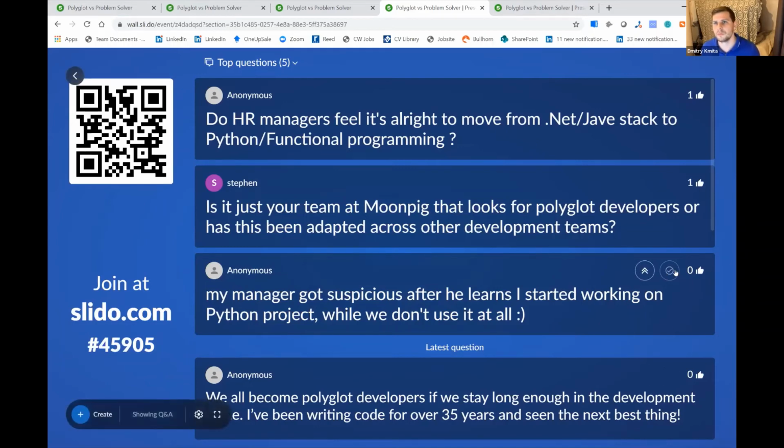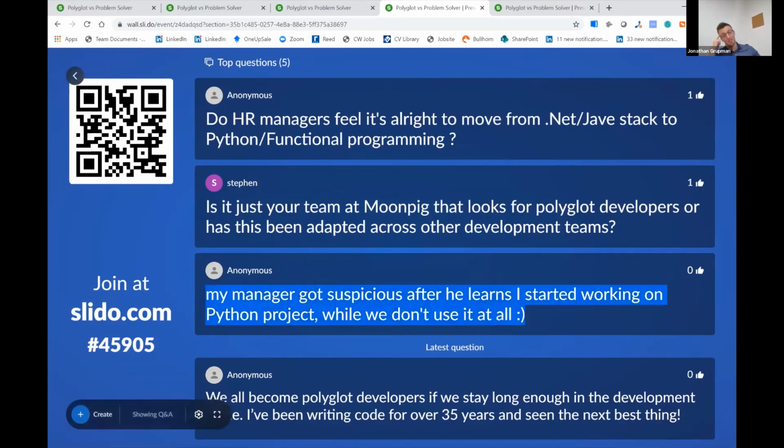That's definitely a fair point there. It's a bit of an interesting one. Interesting to see your points here. Whoever anonymous was, hello. Manager got suspicious after he learned that he started working on a Python project while they don't use it at all. I guess that's probably more on the R&D within your team. I don't know what your thoughts would be if you found that someone was learning different languages, with this one, Python. Would you support them on that, or help them join work to gain those skills?